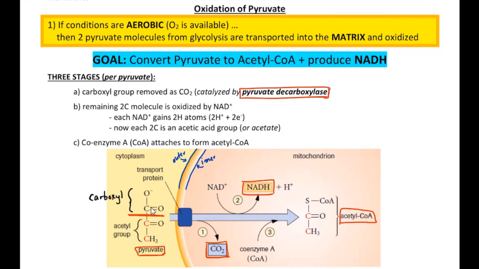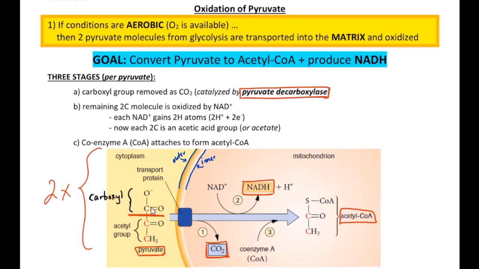So now I've taken one of them and I've chopped it down to a 2-carbon molecule called acetyl. I'm going to do that twice, which means that really, because this runs twice, I've actually lost 2 carbon dioxides. 2 pyruvates, 2 carbon dioxides, 2 acetyl-CoAs is really the overall picture. So this whole thing is times 2. That's it. That's the oxidation of pyruvate.